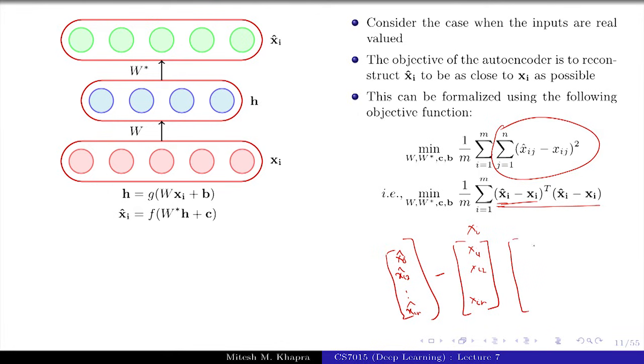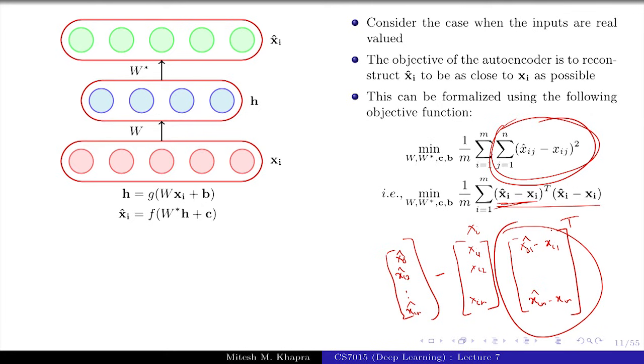So, what you will get is essentially xi1 hat minus xi1 up to xin hat minus xin, right. And then you are taking the dot product of this vector with itself, which will essentially give you this summation, right. So, the dot product of this vector with itself is actually going to be this summation. It is going to be the sum of the squares of the elements of this vector, and that is exactly what we wanted. So, this is a more compact vectorial way of writing the same thing.